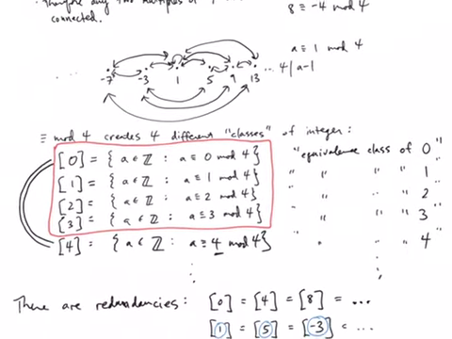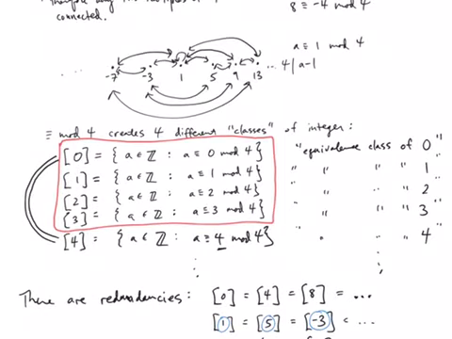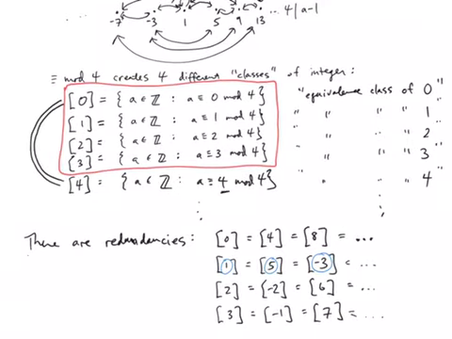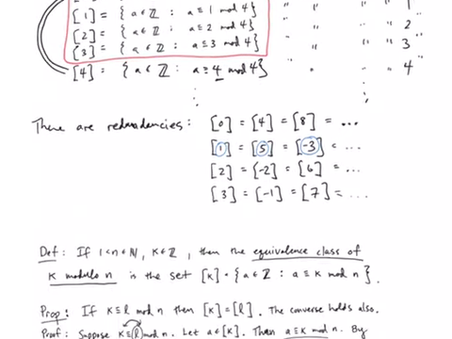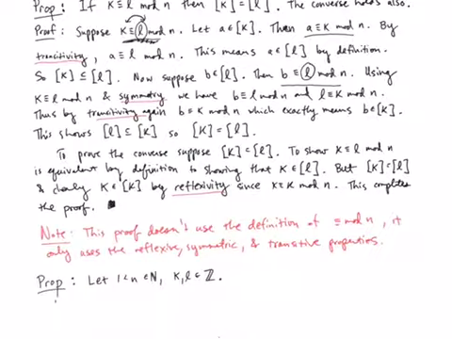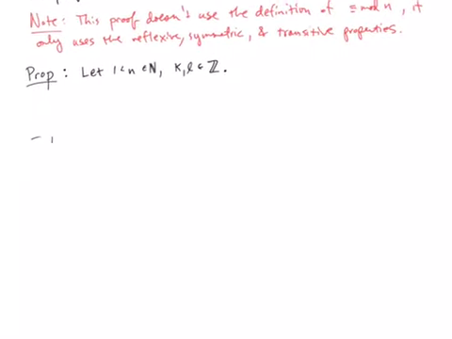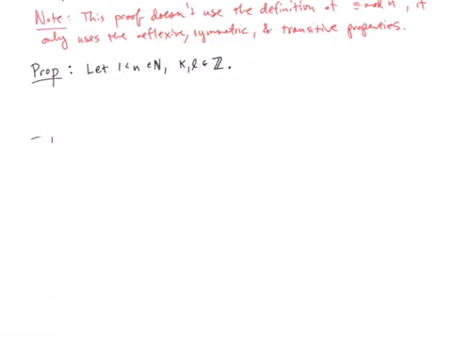And then when we finally did get some overlap, like with the equivalence class of 0 and the equivalence class of 4, when they overlapped, they were exactly equal. So there's this dichotomy between the equivalence classes. They either overlap completely or they don't overlap at all. And so we can show that that's the case. So we have our natural number n, we have our two integers k and l, then the equivalence class of k equals the equivalence class of l, or their intersection is empty.